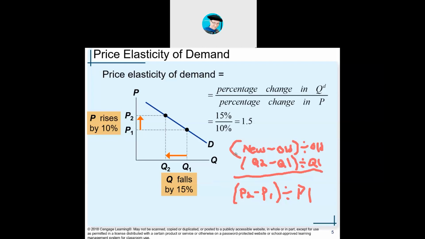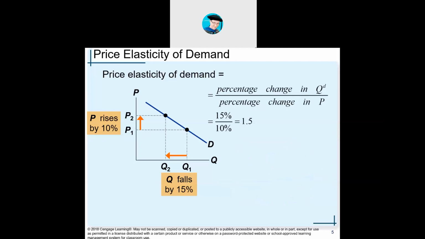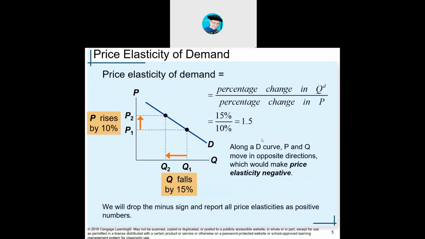Now, it's interesting with the price elasticity because, as we said earlier, price elasticity measures the tolerance. I'm going to stop the annotate. It measures the tolerance, right? So P and Q move in opposite directions. Lower quantity, higher price. They move in opposite directions, which would make the price elasticity negative.